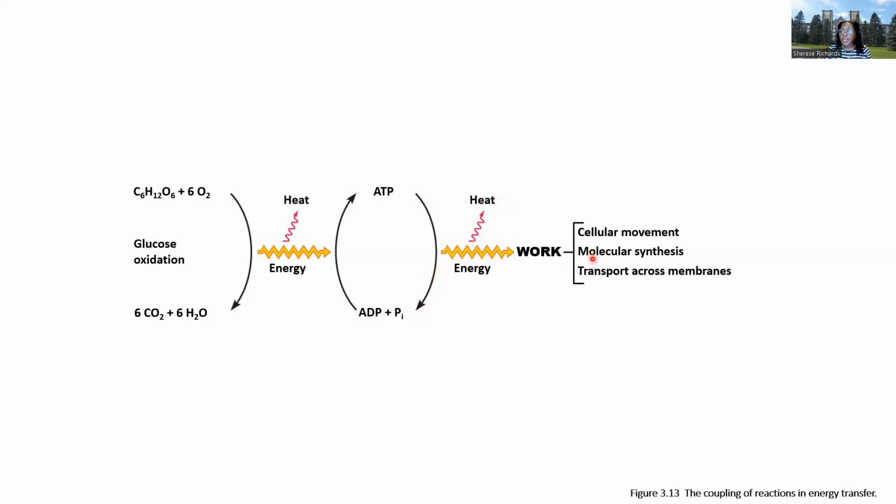liberate that energy, and we can take that energy to do cellular work, right? Cellular movement, molecular synthesis, transport across the cell membrane, all of these roles within the cell that require the energy liberated from the ATP. What I want to emphasize here, though, is that this is not a perfectly efficient process, okay? This is not a perfectly efficient process.